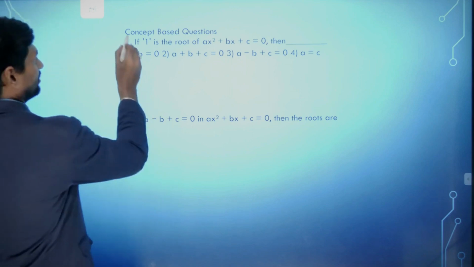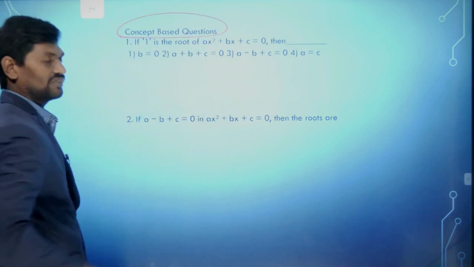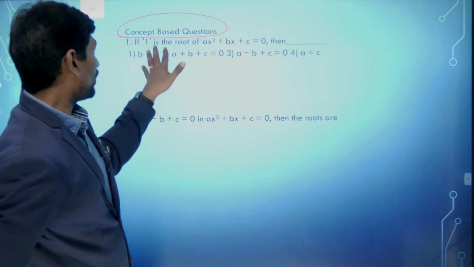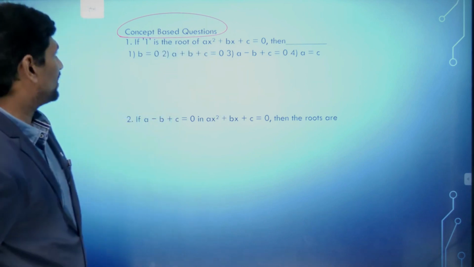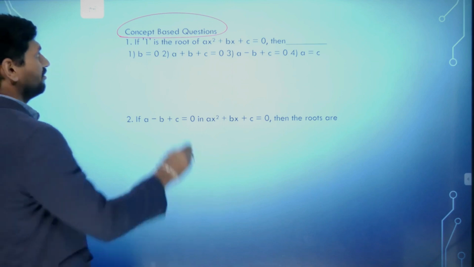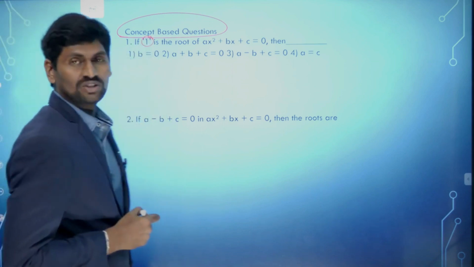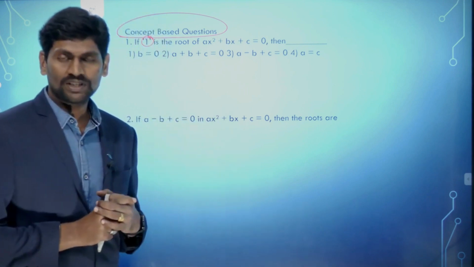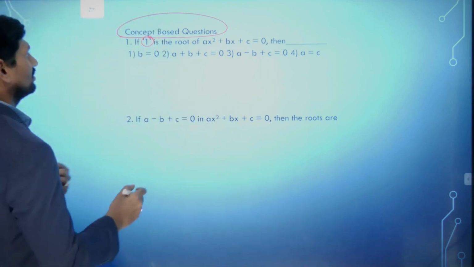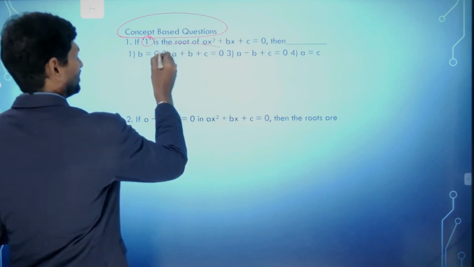Conceptual basic questions here. If 1 is the root of ax square plus bx plus c equals 0, when we get 1 is the root, 1 and c by a are roots when the condition is a plus b plus c equals 0. A plus b plus c equals 0. So our option is 2.